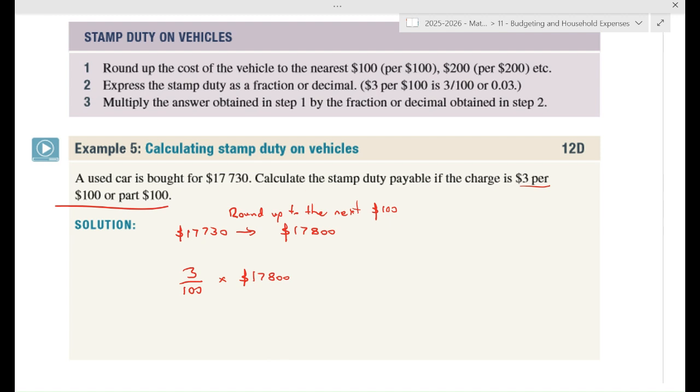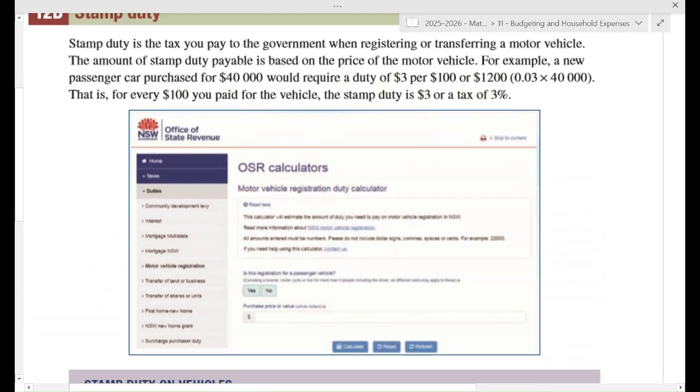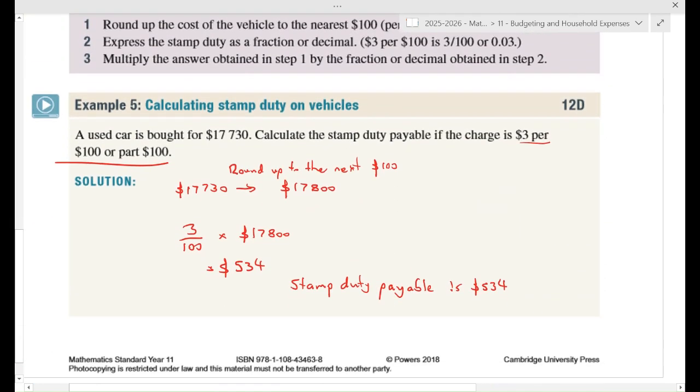Times 17,800, which equals $534. So the stamp duty payable is $534. So that is normally on top of your actual thing. So you buy the car for $17,730, you've got to then give the government $534, which can be a little depressing at times when you've just bought a car and you're budgeting for a certain amount, but that's the way of the world. Bye.